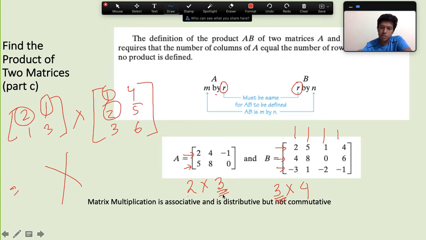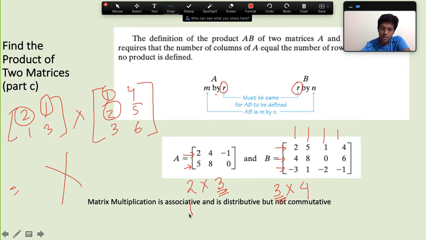Okay, so this 3 and 3 matching means we can do the multiplication. It doesn't matter what this number is, of course, it should not be 0, otherwise it is pointless. So this first number and second number doesn't matter. It is okay. All right, and the answer will be this.